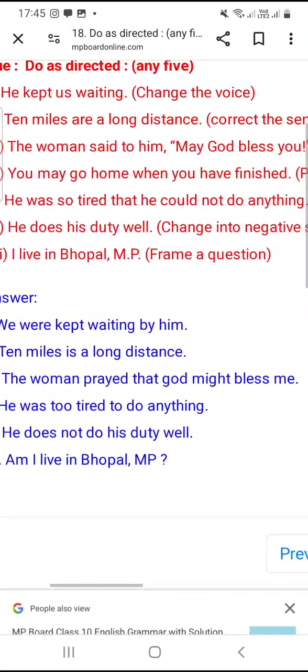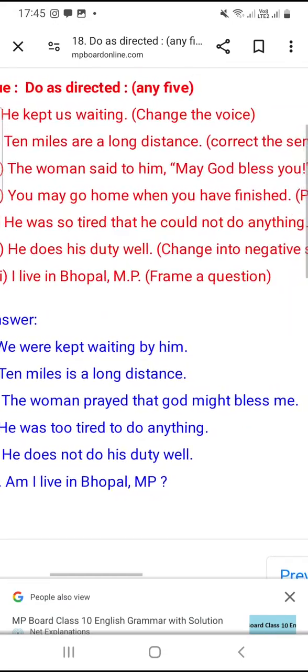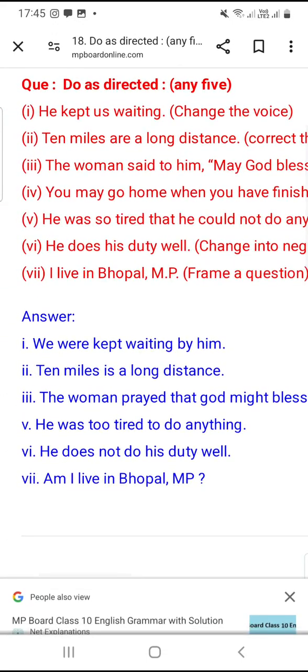Last sentence: I live in Bhopal, MP. Frame the question, right? Questions are framed with two kinds of words. First are the WH words: who, whom, why, where, when, how. How also comes here; these are called WH words. Questions framed with WH words are known as descriptive questions, because you have to explain.